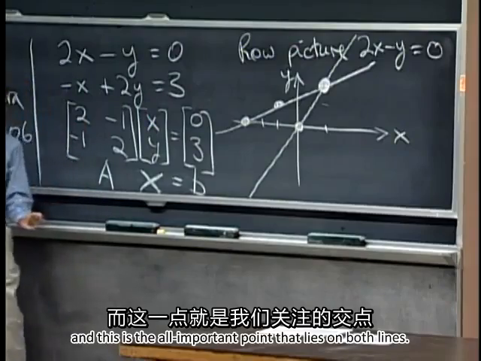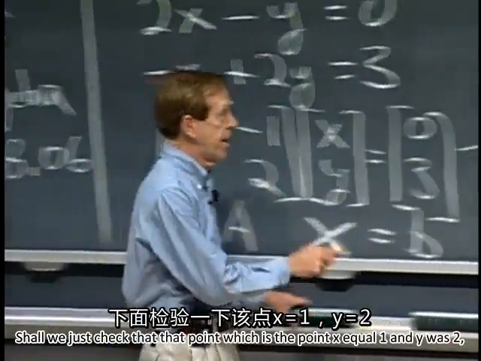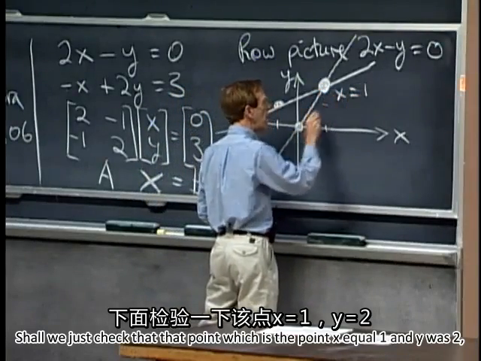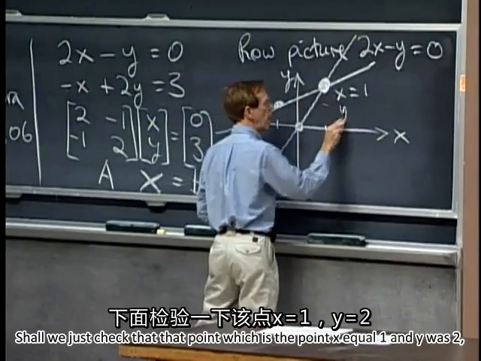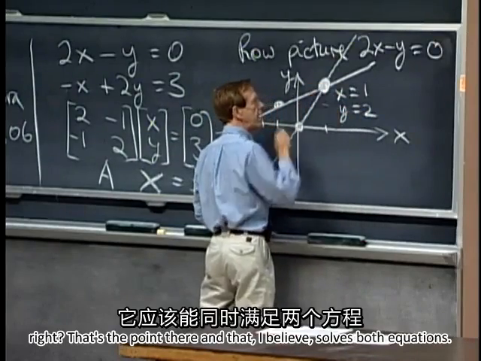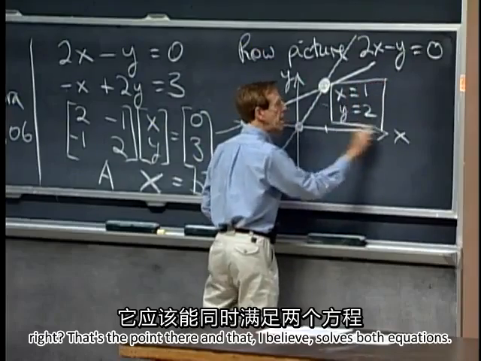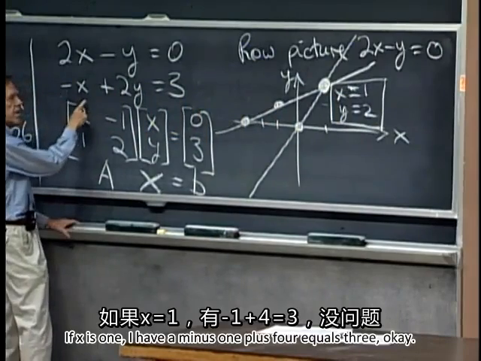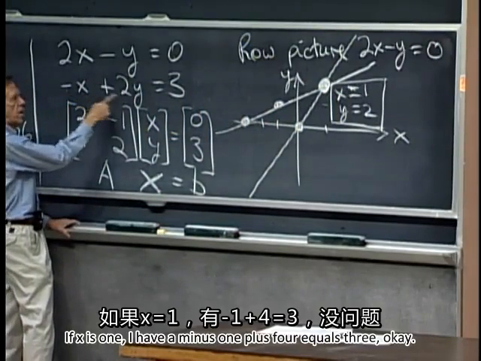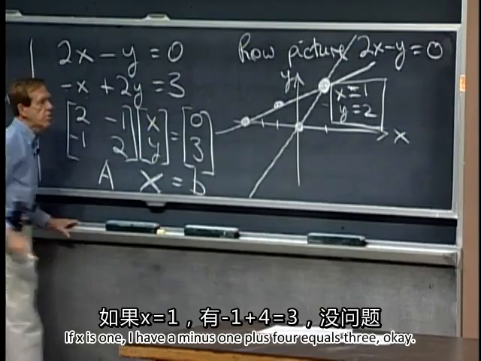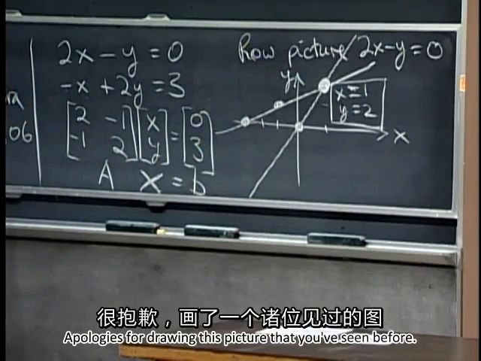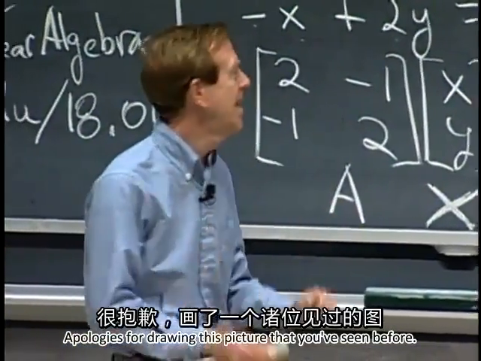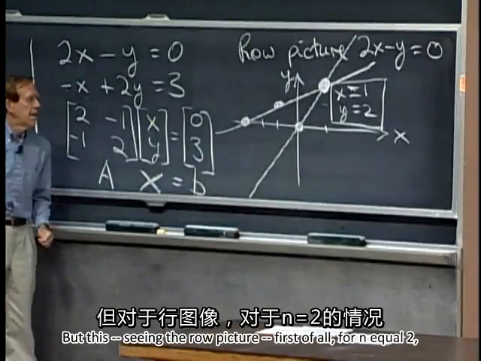on both lines. Shall we just check that that point, which is the point x equal 1 and y was 2, right? That's the point there, and that, I believe, solves both equations. Let's just check this. If x is 1, I have a minus 1 plus 4 equals 3. Okay. Apologies for drawing this picture that you've seen before.